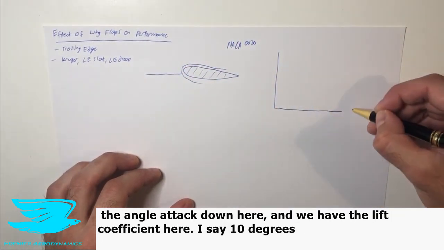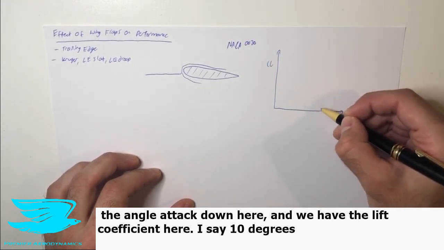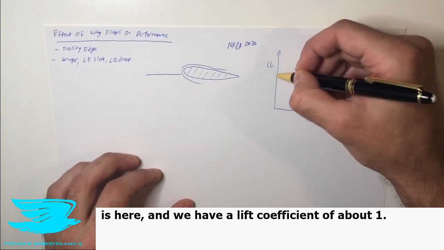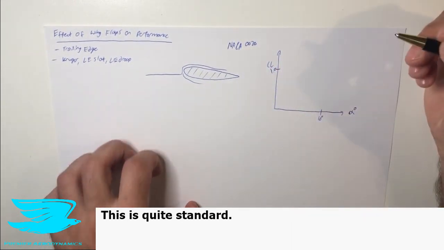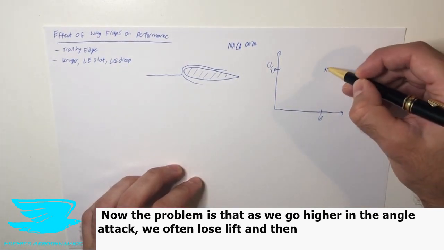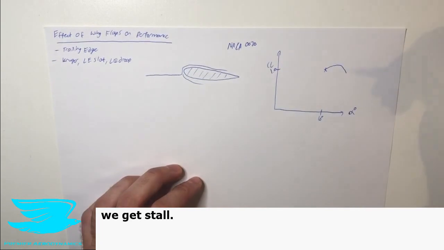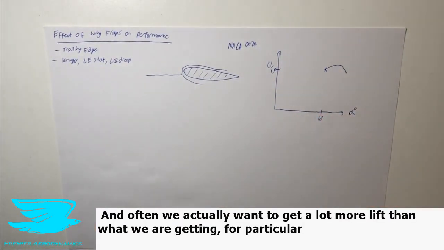So we have the angle of attack down here, and we have the lift coefficient here, and let's say 10 degrees is here, and we have a lift coefficient of about 1 being produced. This is quite standard. Now, the problem is that as we go higher in the angle of attack, we often lose lift and then we get stall. And often we actually want to get a lot more lift than what we are getting for particular applications.